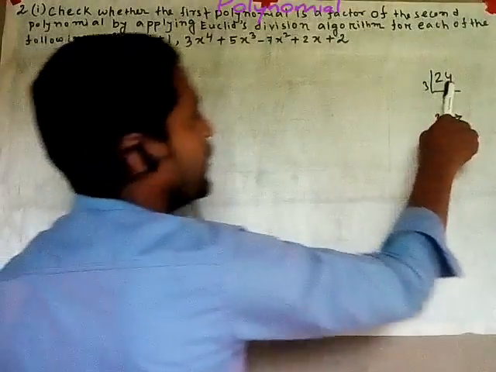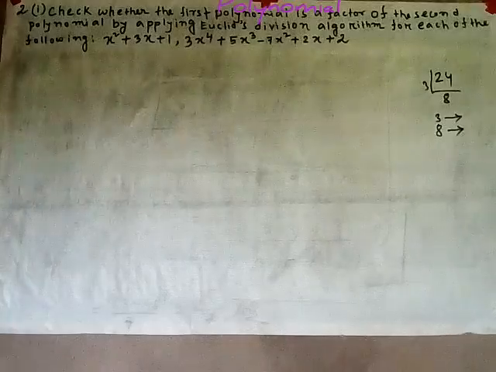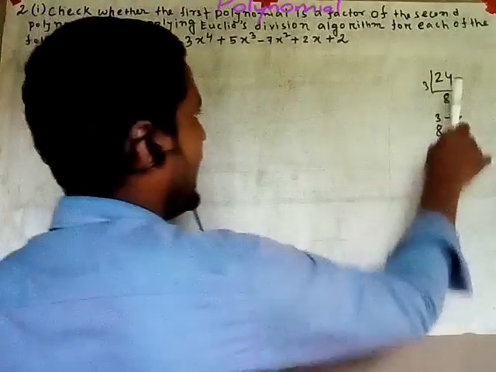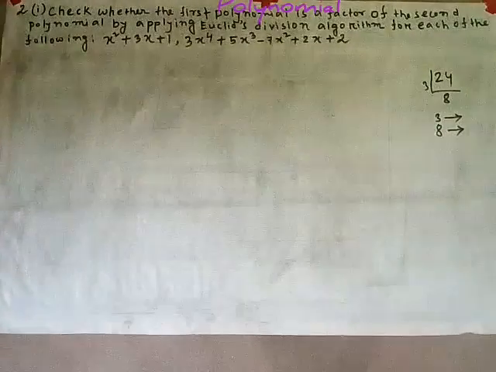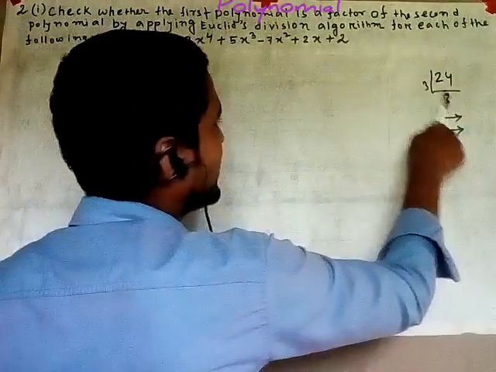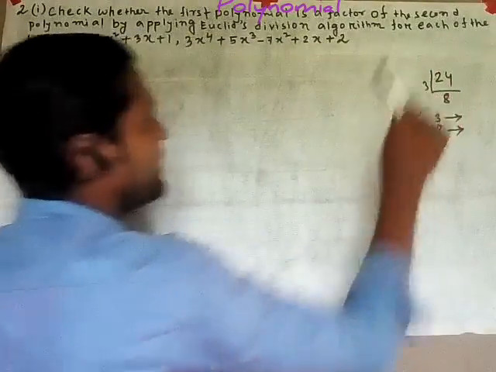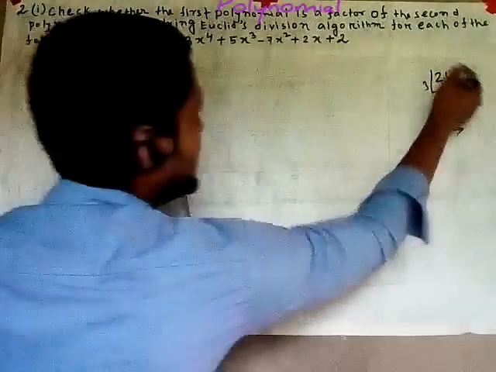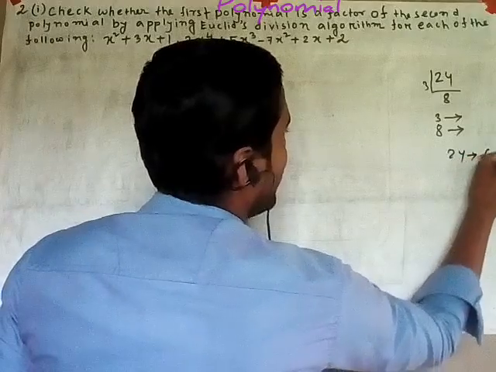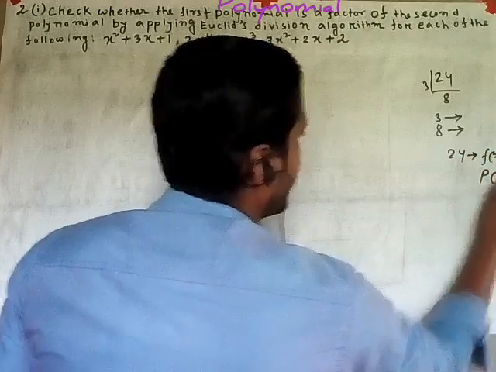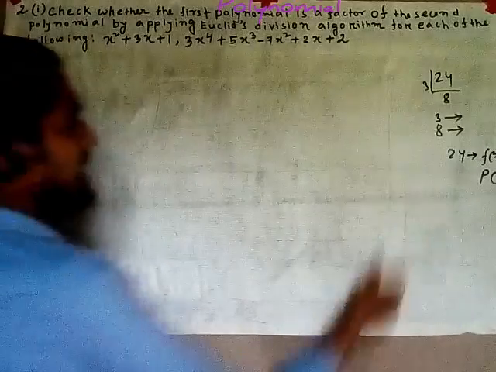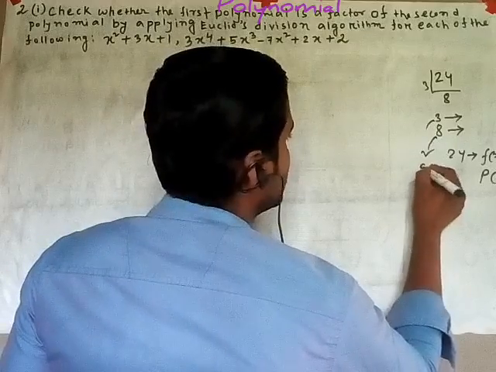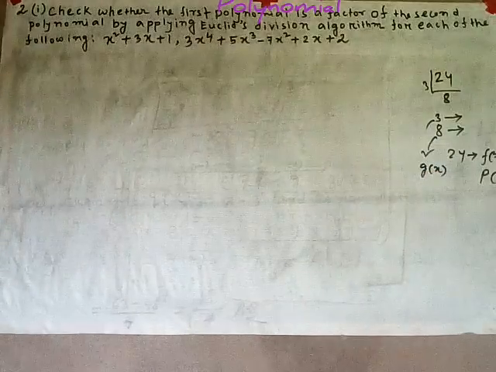So this 24 is the dividend, the f(x) or we can write p(x) also, and this 3 and 8 are the factors. It means these are the divisors. With 3 we can divide 24, and with 8 also we can divide 24. So 24 we can write as f(x) or p(x), and 3 and 8 we can write as g(x).